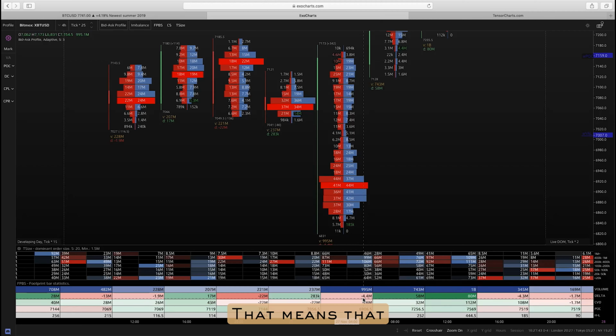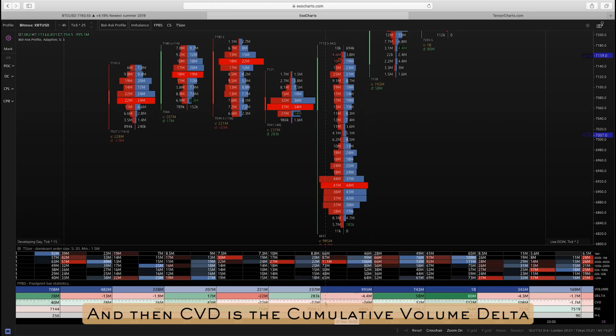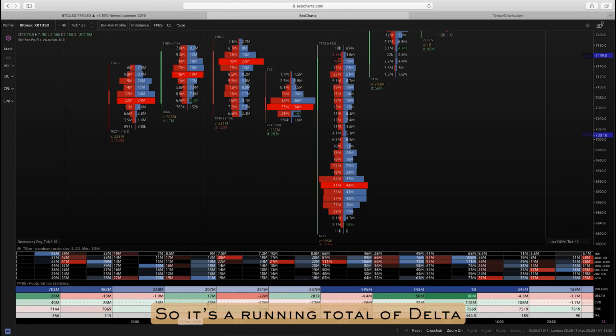That means that sellers sold 4.4 million contracts more than buyers bought. So in terms of the buy volume versus sell volume, there was more selling volume in this candle. And then CVD is the cumulative volume delta, which is a running total of deltas. So we know how to use that if you watch the CVD or the cumulative volume delta divergence roadmap video. And then below that is the point of control.